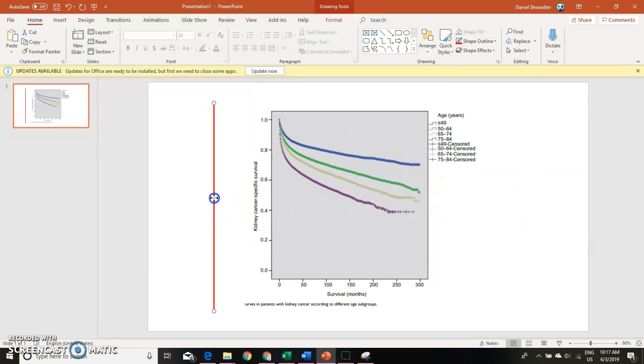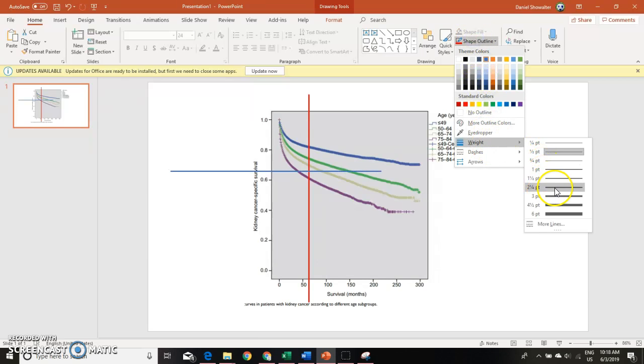What I want to be able to do here is find a survival rate. Let's say a 5-year survival rate would be about 60 months. And this way I can see where these survival rates cross that 5-year period. So in particular, let's just look at an age group. This purple is the 75 to 84 year age group. And might as well just go all out here now and get a second one that is horizontal. Let's do that, and let's make it red too.